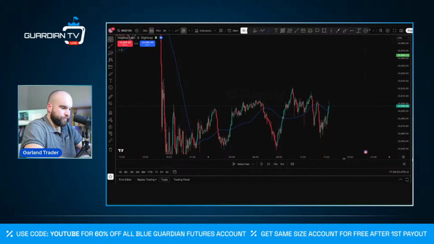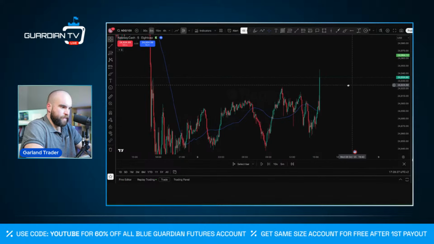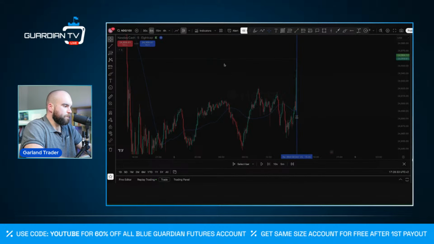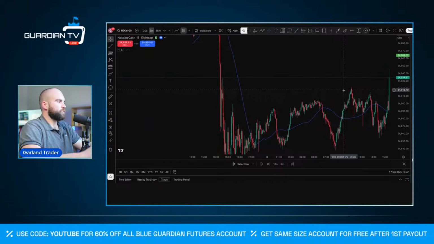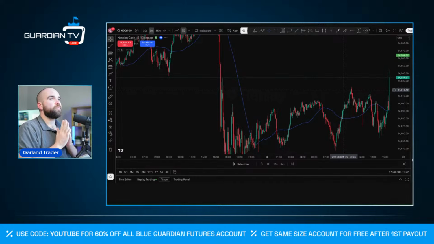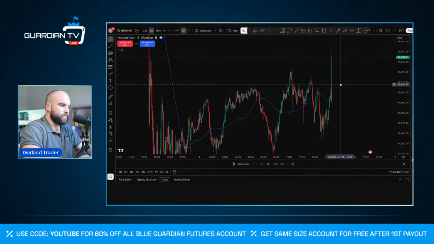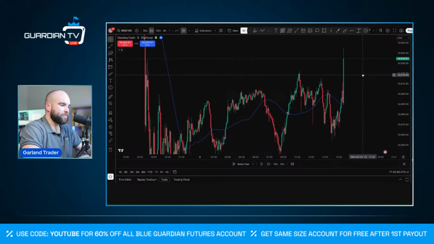Okay. So we have market open happen, and then we have this extremely strong push. Now, here are the zones. So again, the core of my strategy is around 2 zones. And when you can spot these 2 zones, then you're able to trade this with a high level of accuracy.